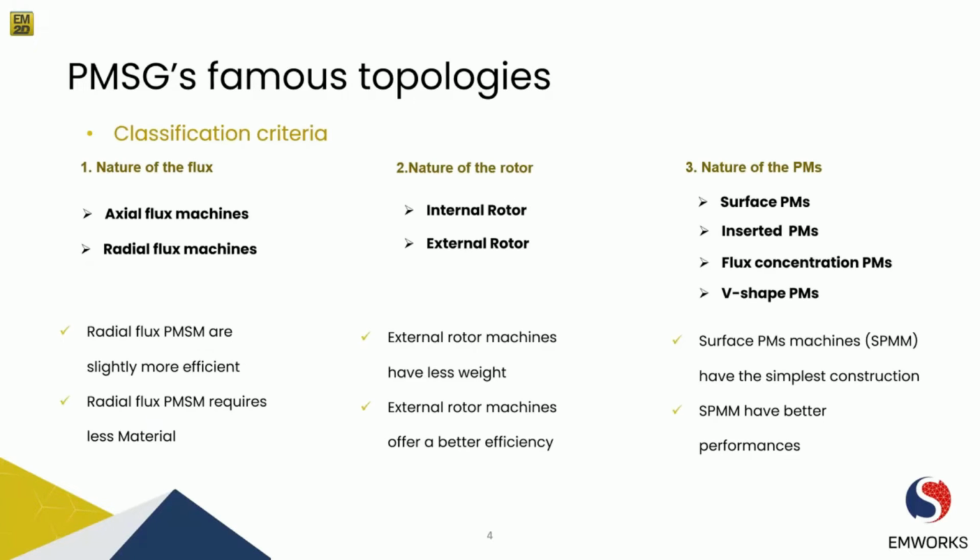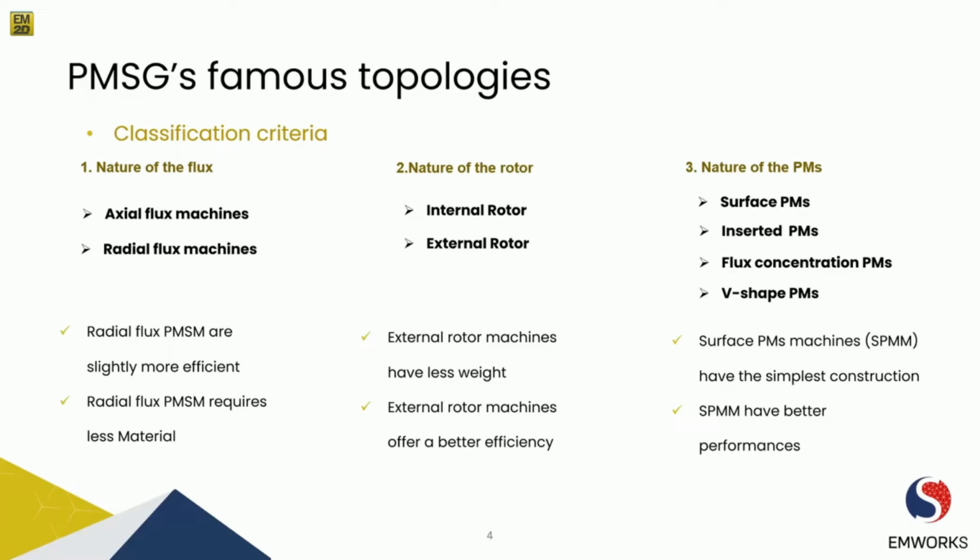Moving ahead, we will now focus our presentation mainly on the permanent magnet synchronous generator, and we have various famous topologies. First, we can classify these generators based on the nature of flux: axial flux machines and radial flux machines. Radial flux permanent magnet generators are preferred for a wide range of velocity variation. They are slightly more efficient and require fewer active materials compared to axial flux generators. Next, we can classify based on the nature of the rotor.